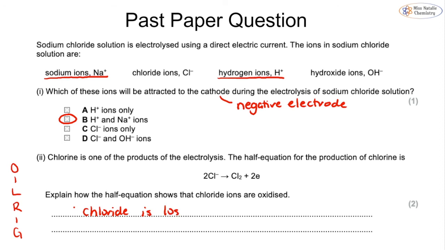is losing electrons to make the neutral Cl2. So the fact that we are losing electrons tells us that we are getting oxidation, and it's very important that we write chloride is losing the electrons. It's not chlorine. Chlorine is the halogen or the Cl2. Chloride is the ion. Please make sure that you get that the right way round, because if you say chlorine, you will lose a mark.